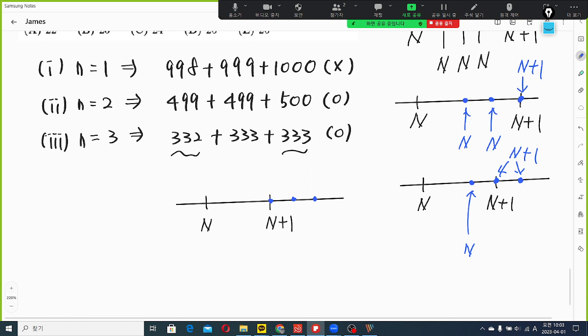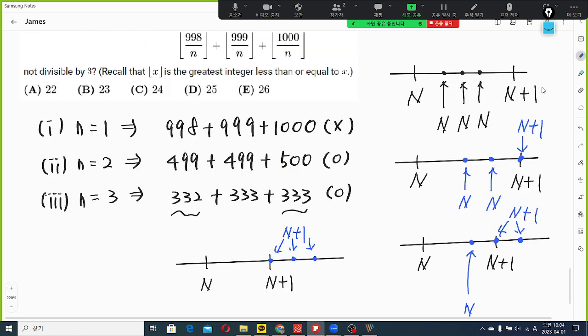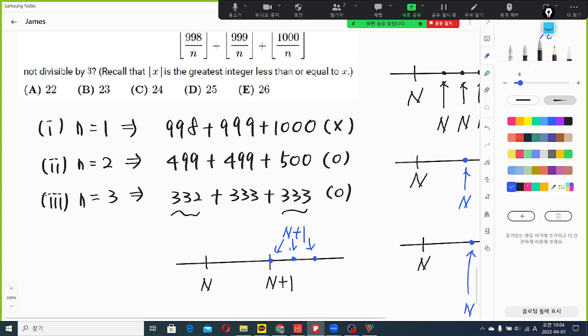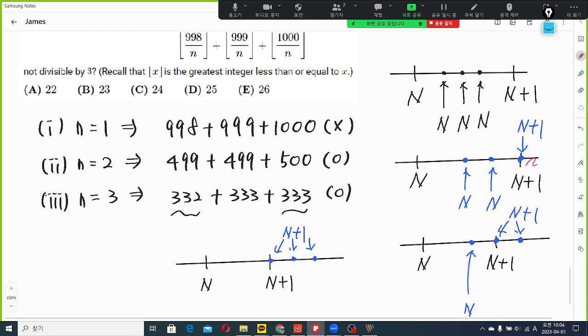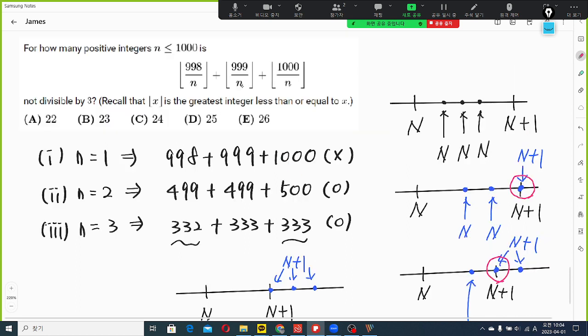And if the smallest number is located at an integer, now all the Gaussian numbers are n plus 1. So the sum of these three is a multiple of 3. So that's not the case we want. So to not be divisible by 3, the first or the second number should be located at the integer. So that means n should be a factor of either 999 or 1000. So to find the number of factors, we can use prime factorization.